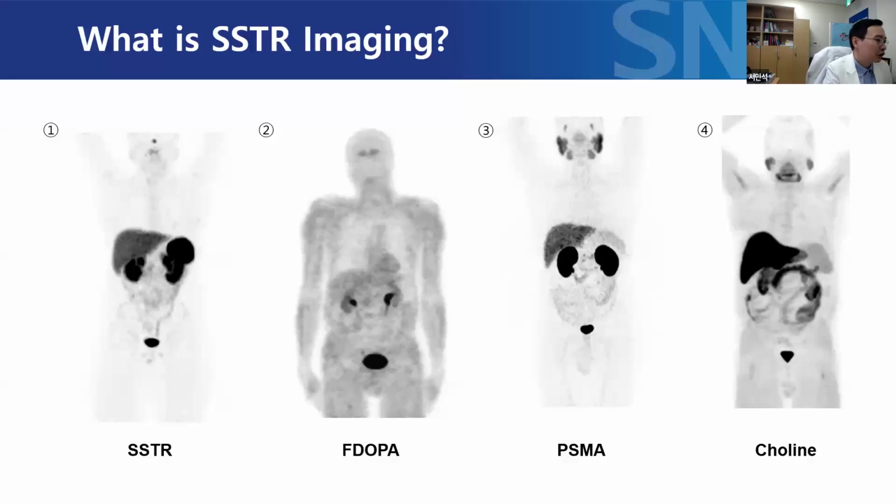So going back, the image corresponding to somatostatin receptor imaging is number 1. On that image, you can notice the characteristic uptake of somatostatin receptor rich organs such as spleen, kidneys, and so on. In contrast, the F-DOPA image in number 2 would show high uptake in the striatum or tumors with dopamine metabolism. And PSMA PET typically shows salivary gland, liver, and renal excretion uptake. And choline PET would have a different distribution compared to the other agents.